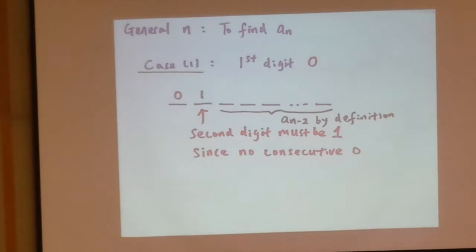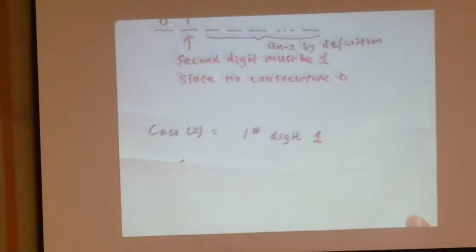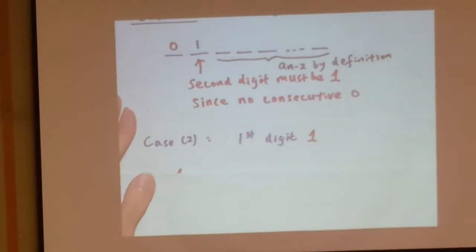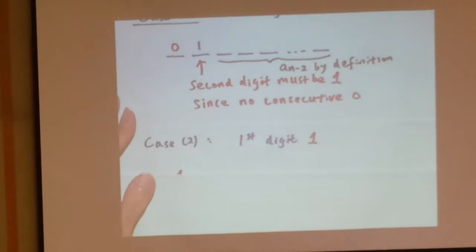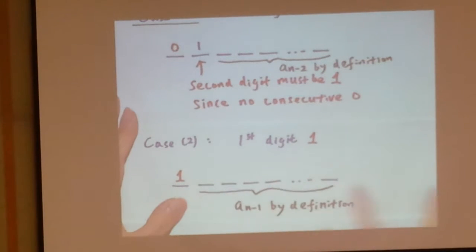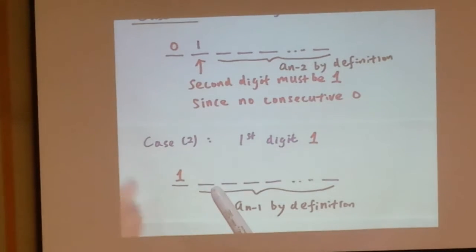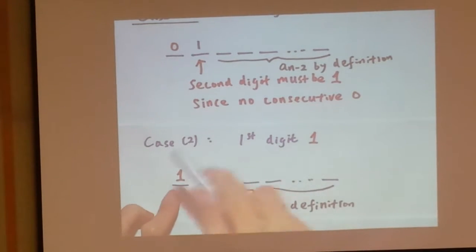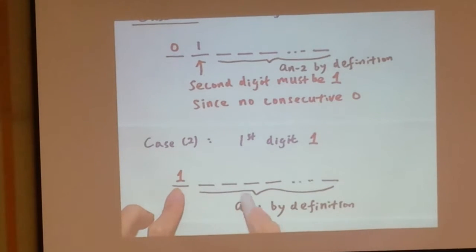Case 2. If you start with 1, then there's no worry. If you start with 1, the second digit can be 0, can be 1, can be anything, right? So if you start with 1, then you can say that the remaining part can be done in a minus 1 ways by definition.